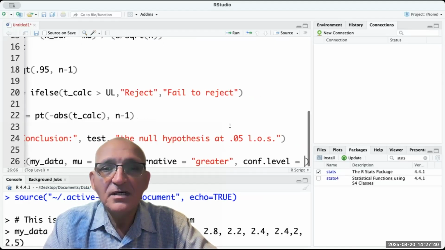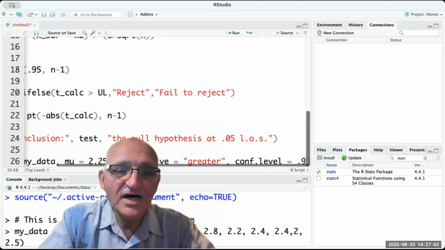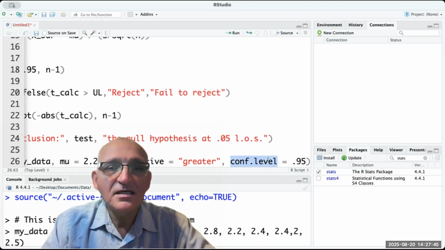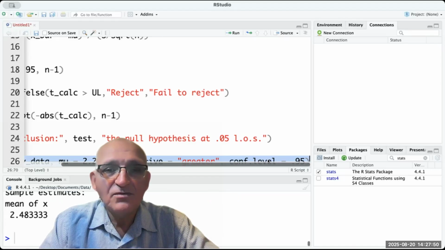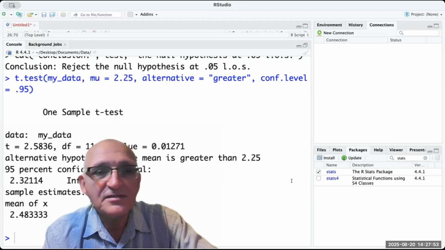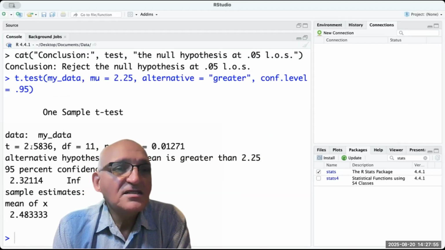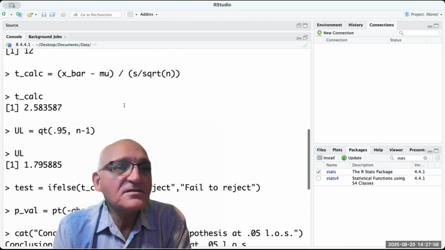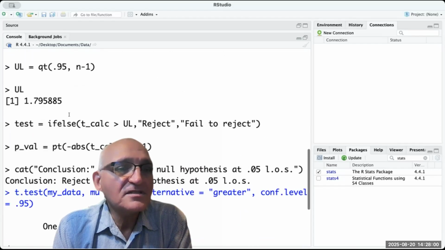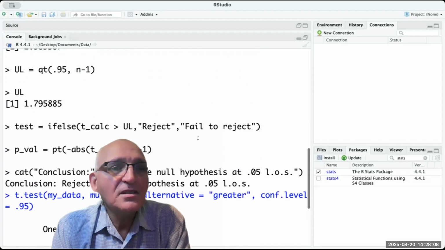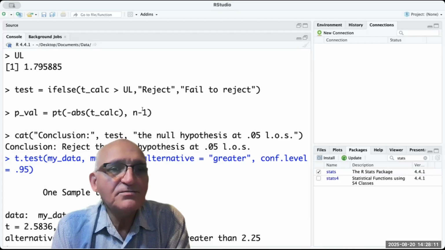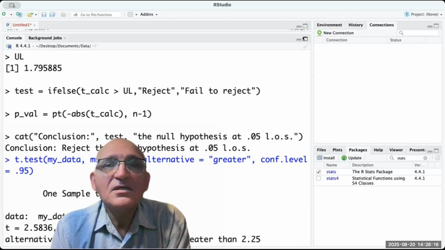Confidence level equals 0.95. And you can run only this line by clicking Command Enter. And guess what? Look at what we got. T is 2.5836. Degrees of freedom is 11. The p-value is 0.01271. I don't think we got the p-value here. We didn't print it out. Let's print it out.